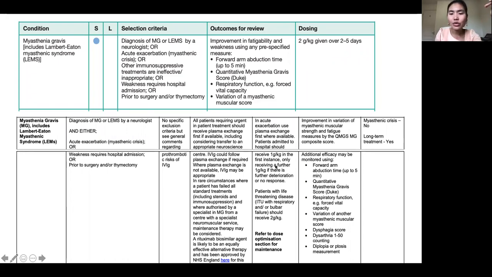And the dose is also not the same. The standard dose is 2 grams per kg. And this is not very updated. So this CCG guideline is more up to date. So you give 1 gram per kg, just half dose, and have a look. If there's no improvement, you give another 1 gram per kg.